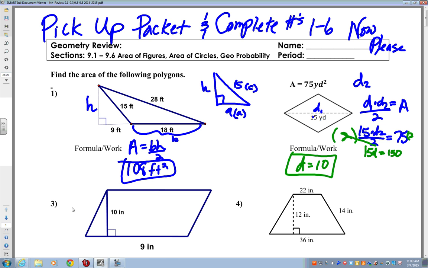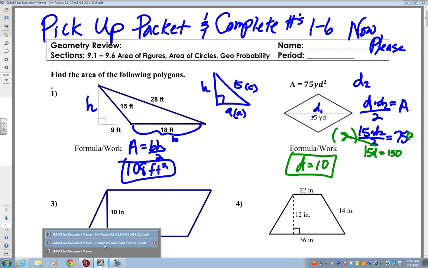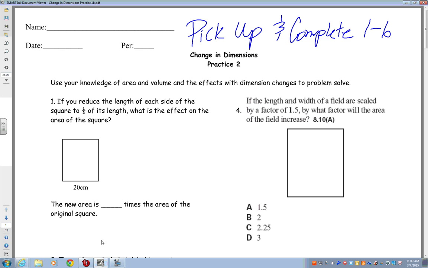This is your packet from yesterday. This is the worksheet you picked up today. I'm going to come by and give you a stapler to staple the sheet to the packet. Okay, staple it to the back of the packet for me, because we're going to talk about the breakdown of the test as well. So if you're out of staples, if there's an issue with the stapler, just let me know.